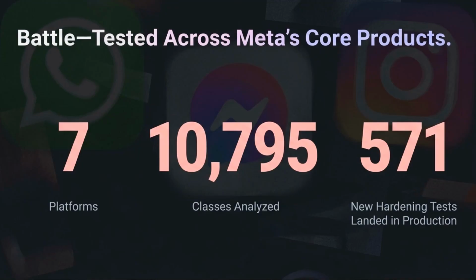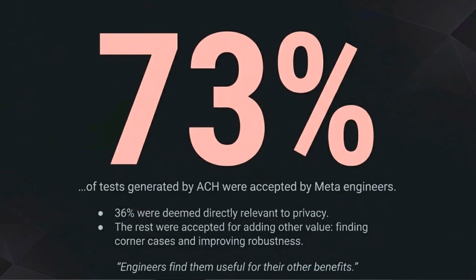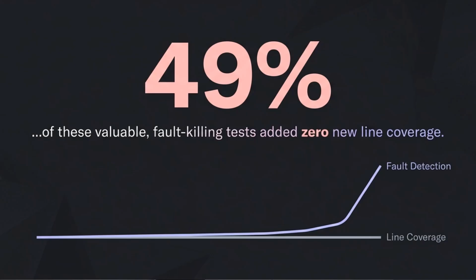And here's what happened in production at Meta when they deployed ACH. By the way, they deployed it across apparently 7 major Meta platforms, including WhatsApp and Messenger. The results are striking. Over 10,000 classes analyzed, 571 new tests generated, 73% accepted by engineers, where only 1/3 of accepted tests were strictly privacy related. Yet, engineers still accepted many others because they added real value. Perhaps most importantly, though, nearly half of the tests that caught real faults did not increase line coverage at all. They would have been missed by line coverage only strategies.